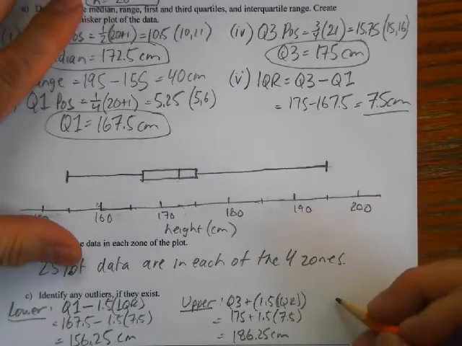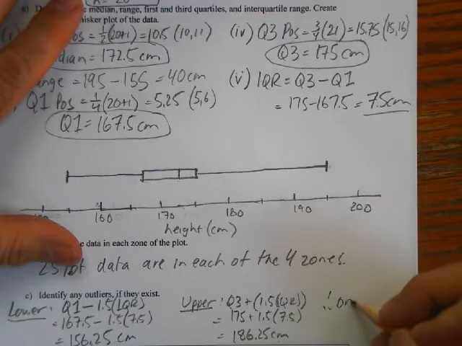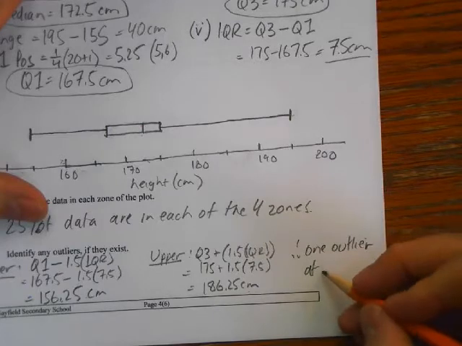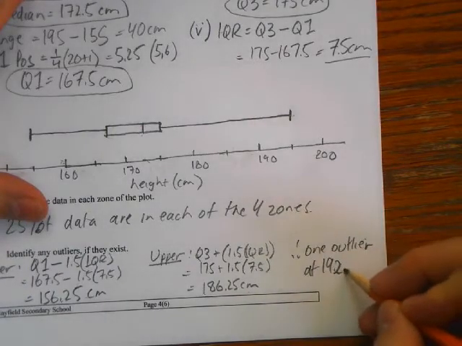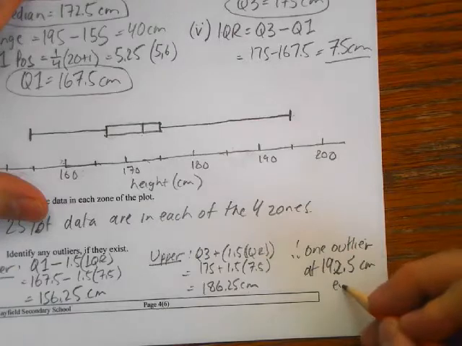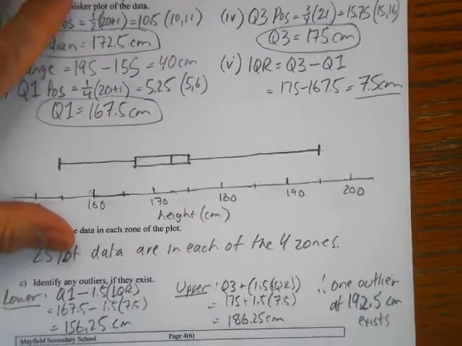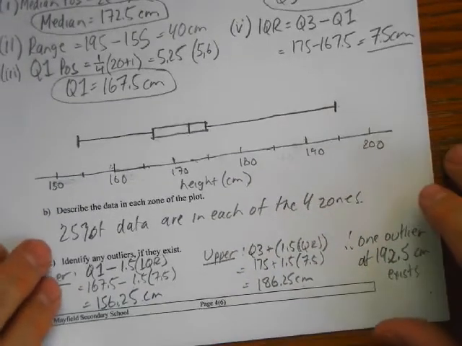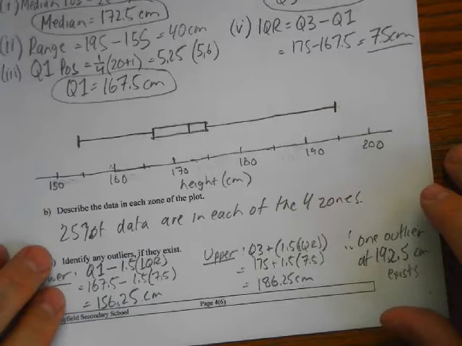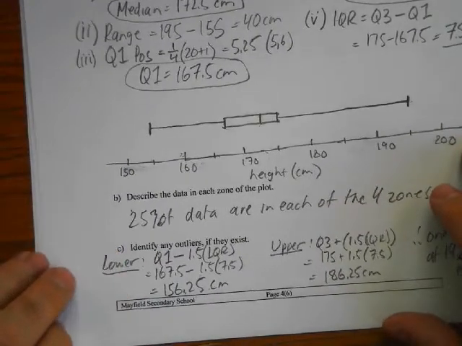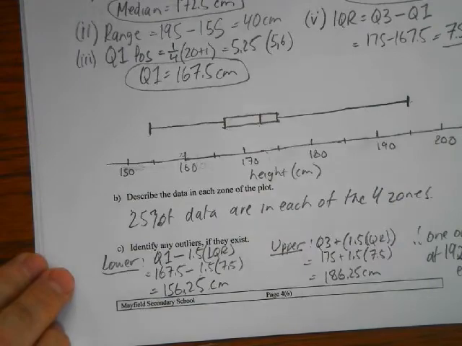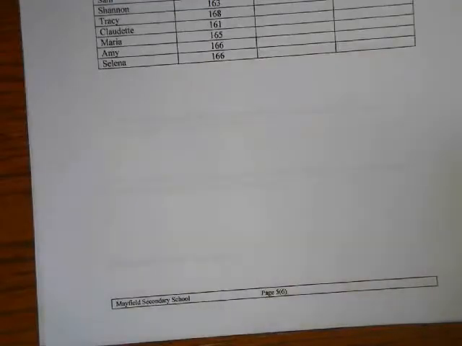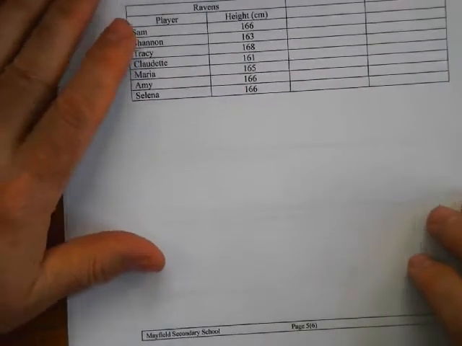So I would say, therefore, one outlier at 192.5 centimeters exists. Okay, and once you've identified it, sometimes in studies, if you see an outlier, you might just ignore it because it really changes the characteristics of the data. Sometimes you would keep it in, so it sort of depends on the study that's going on. Okay, so those are the two examples using the median.